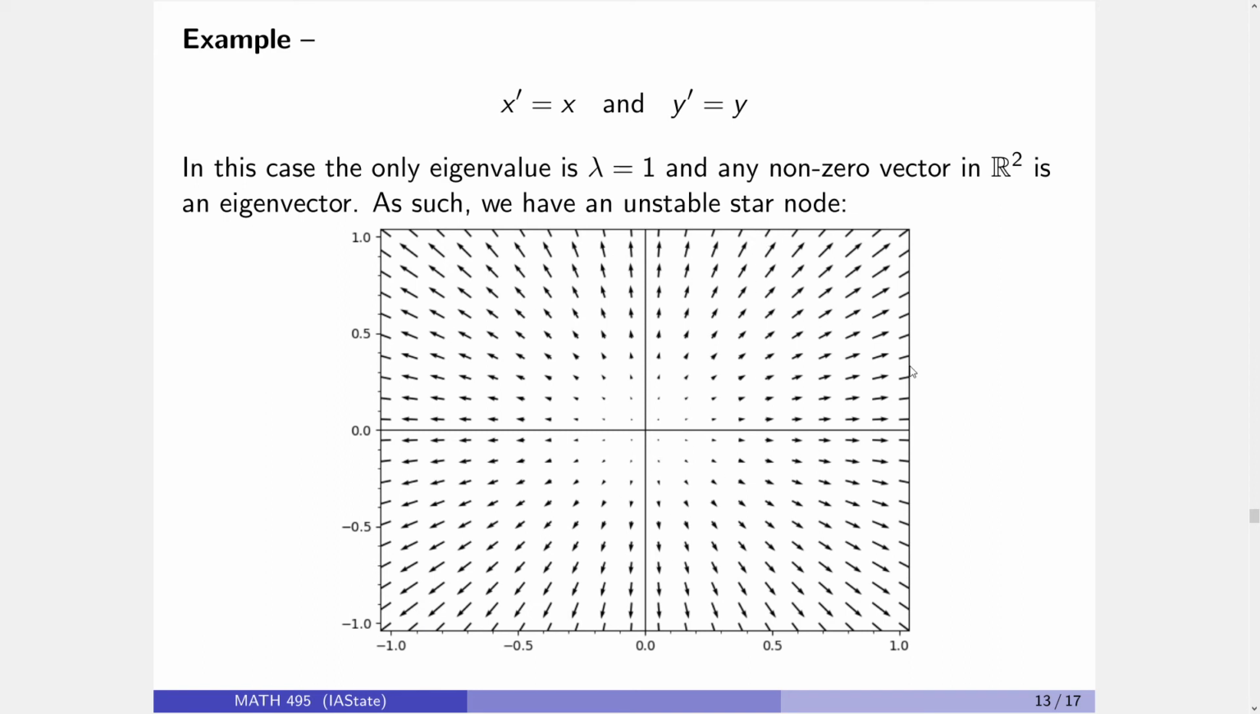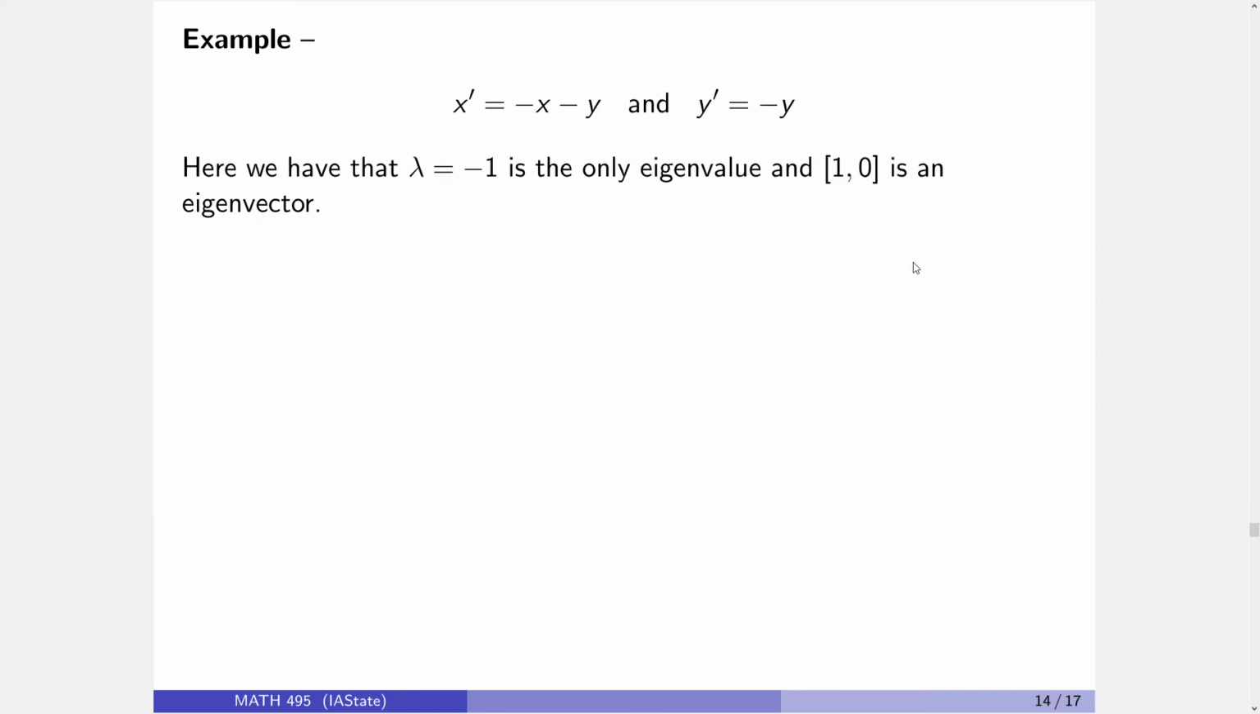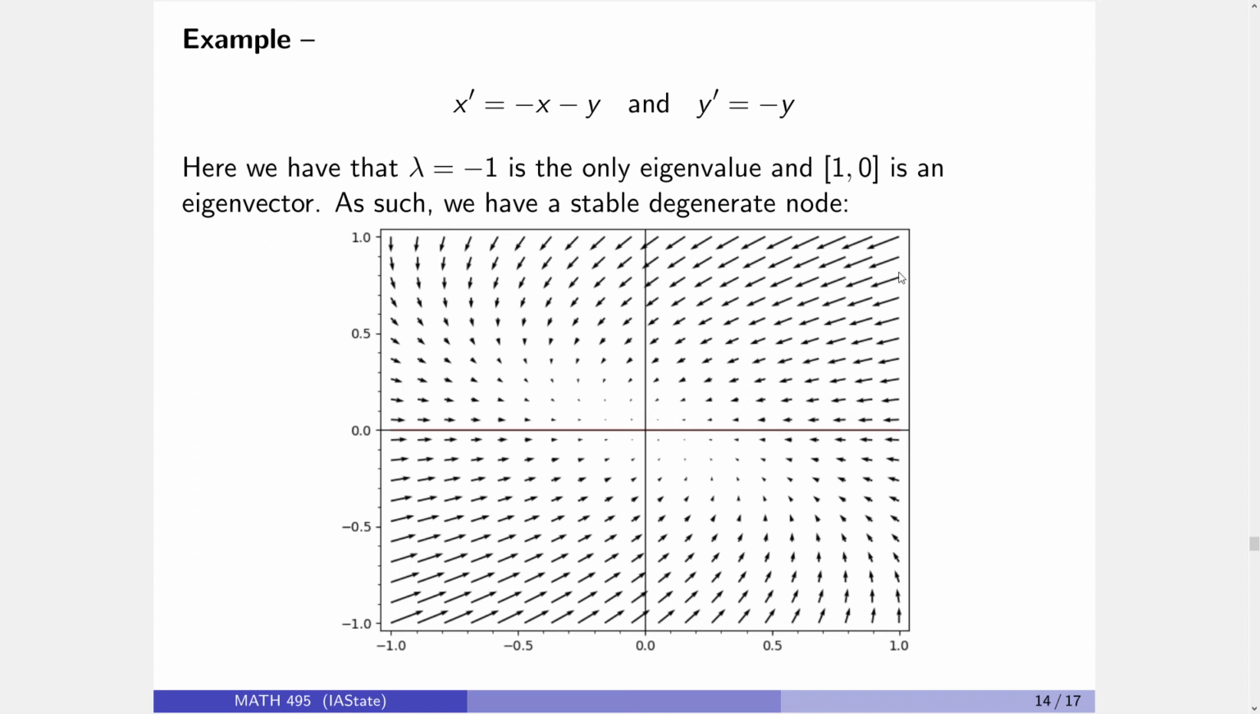But yep, that's it. But the more interesting case, because again, we saw this when we were talking about that uncoupled system last time. This situation is a lot more exciting because here we've got lambda equals negative 1 as the only eigenvalue for this matrix, and the only eigenvector is (1, 0). Okay, so if we plot this now.